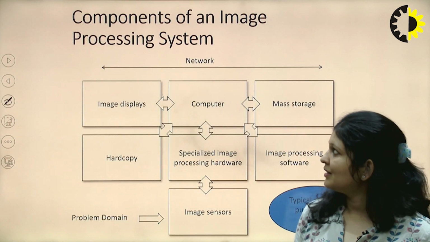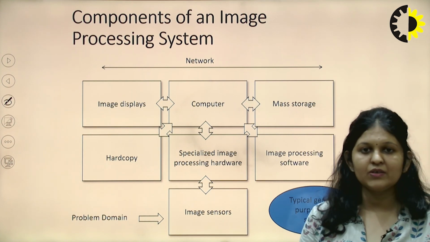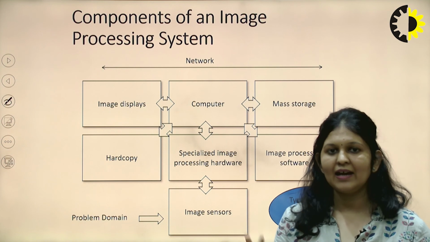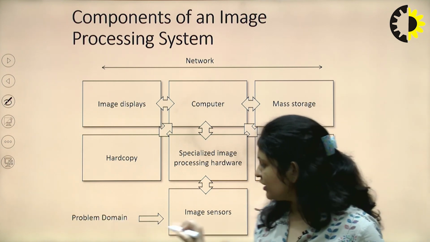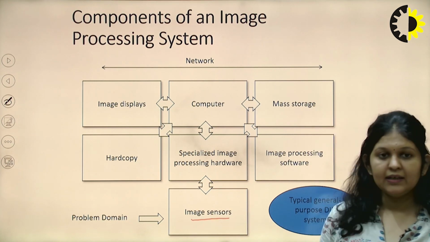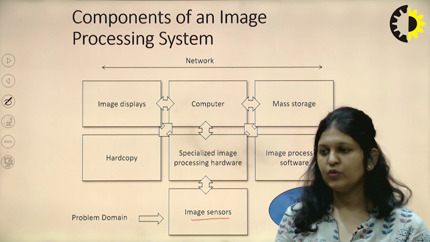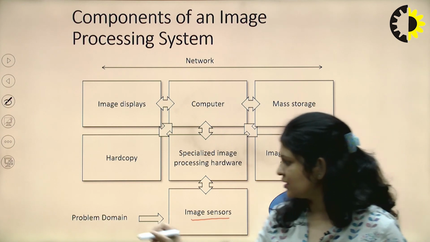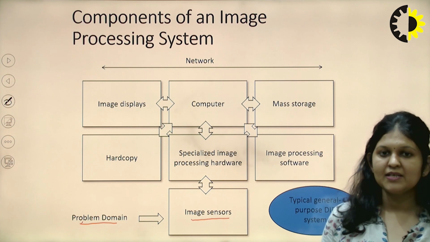So, let's see the components of an image processing system. That is what all is required when we are creating an entire application in image processing. First, we know that we need image sensors. That is, we need to deploy the sensors at various locations where we want to do the image processing. So that would be the problem domain where we will be deploying the image sensors.